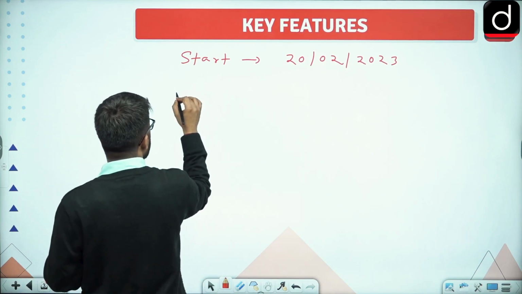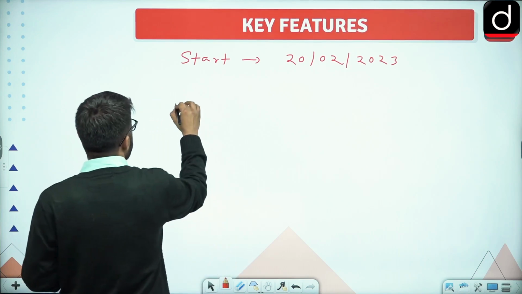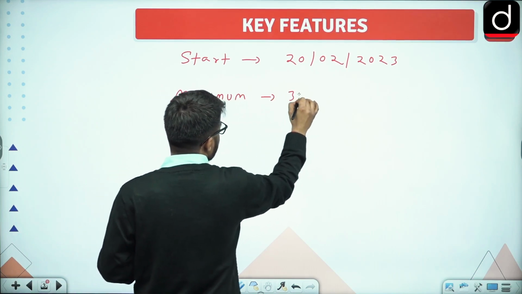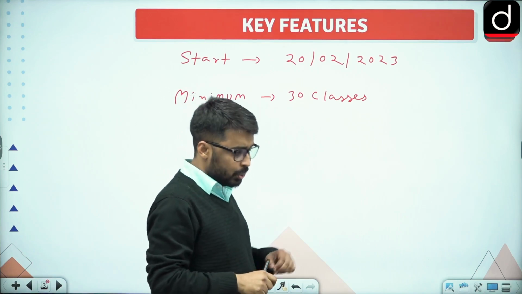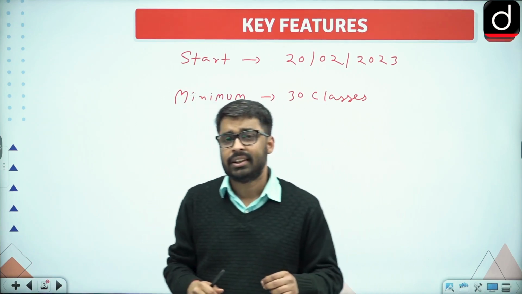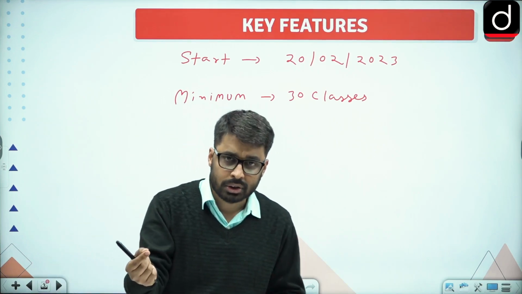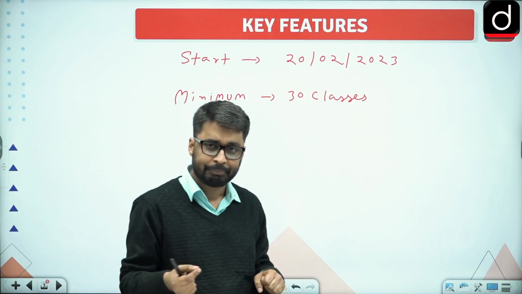We are going to cover the entire syllabus of your CSAT in a minimum of 30 classes. I am talking about a minimum of 30 classes. During the course, if we somehow feel that 30 classes are not going to be enough, we are going to take more than 30 classes. So this is just the minimum bar, not the maximum bar.